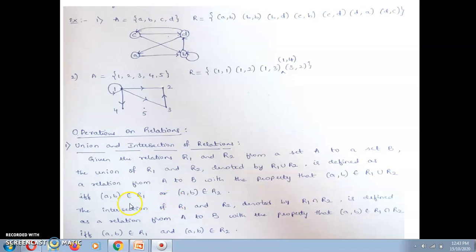In a similar way, for the intersection there will be an AND operation, and it is denoted by R1 ∩ R2. The definition is a relation from A to B with the property that (a, b) belongs to R1 ∩ R2 if (a, b) belongs to R1 and (a, b) belongs to R2. As I told, an AND operation will be there. So this is about union and intersection of relations.